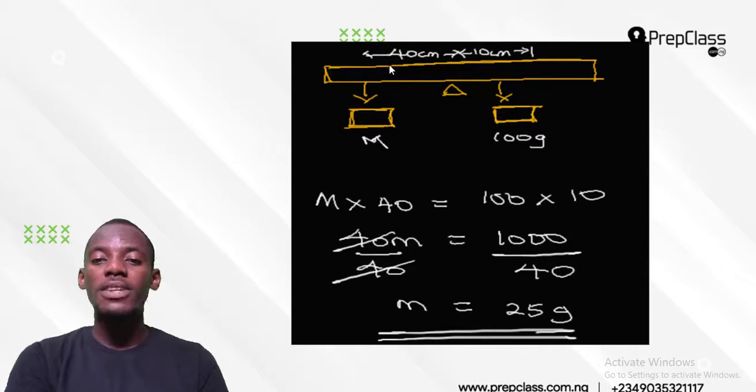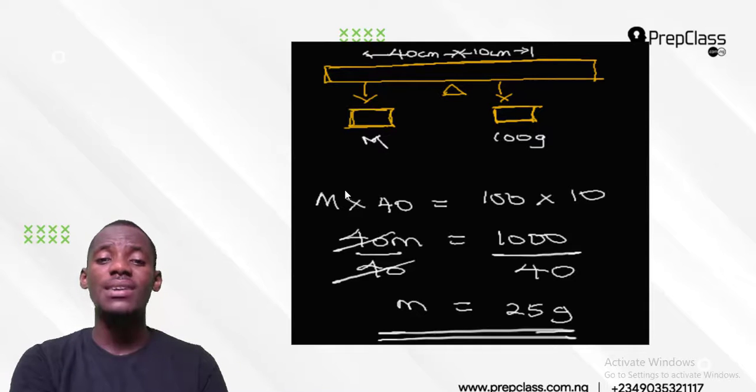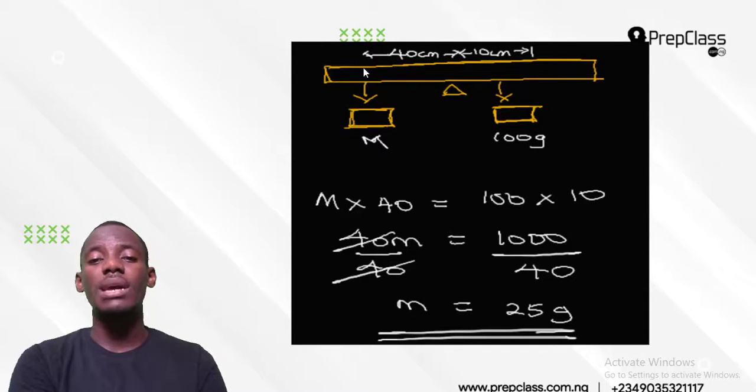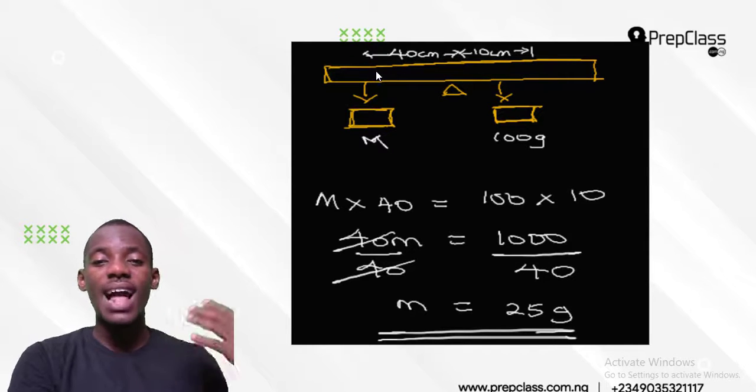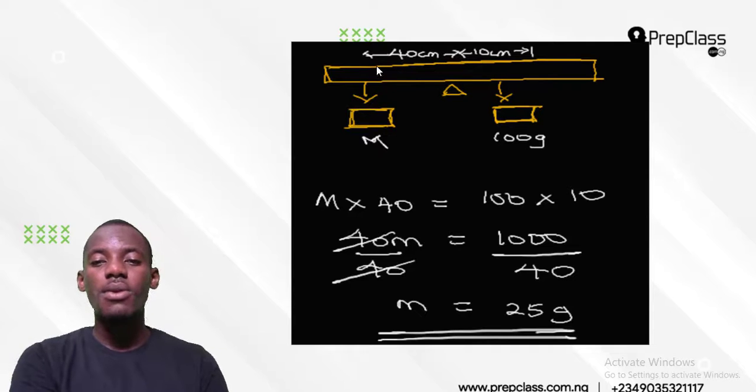Now when you finish that, multiply the first mass. You know, the moment formula says that the clockwise moment is equal to the anti-clockwise moment. So you have to multiply the mass by its distance, the moment of this one and the moment of this one, and equate them. That means the left hand side has to be equal to the right hand side. So the left hand side will be M times 40, that is this mass times its distance, equals the second mass, 100, times 10. And that's what I have here.